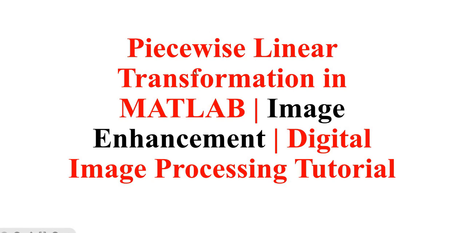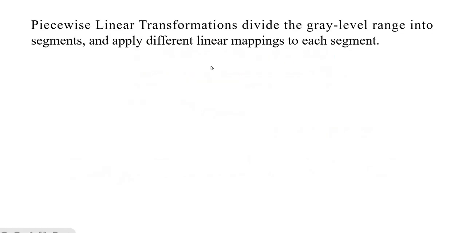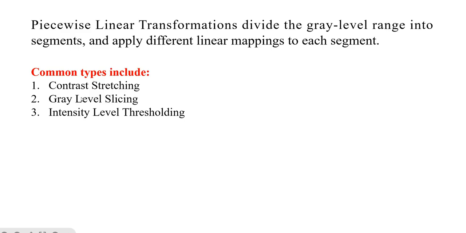Hello everyone. In this video, we will see piecewise linear transformation using MATLAB for image enhancement, and this will improve the visibility in both dark and bright areas by dividing intensity levels into linear segments. Piecewise linear transformation divides the gray level range into segments, and then it will apply different linear mappings to each segment. These are useful when certain intensity ranges need enhancement while others should remain unchanged. The common types include contrast stretching, gray level slicing, and intensity level thresholding.